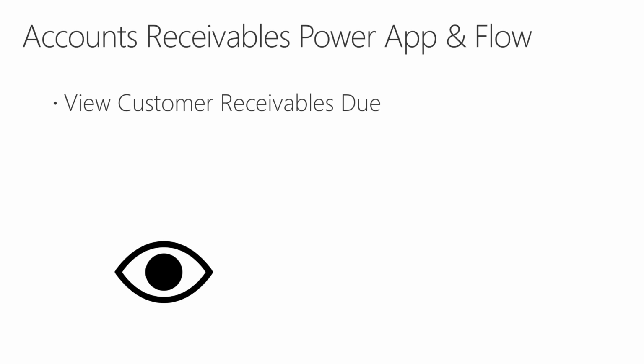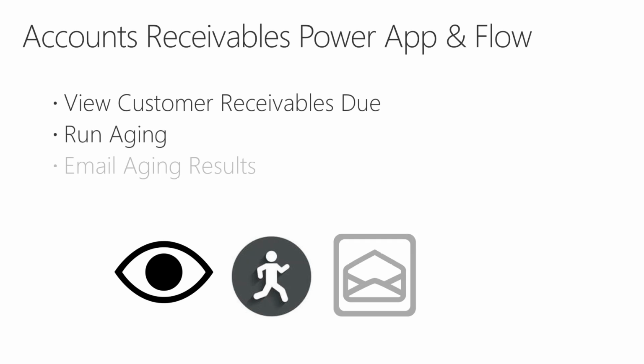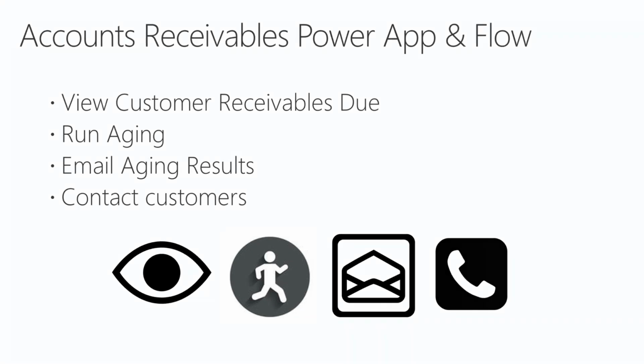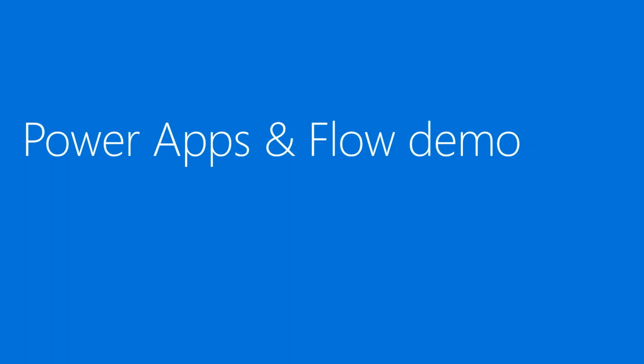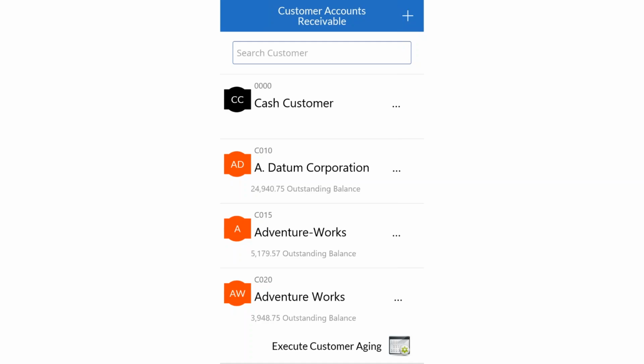So what we did is we created an app that will allow us to view our customers' receivables, run an aging if we need to, email the aging results so I can get a copy of what happened through the aging, and be able to contact customers. So that was kind of the request that I put out to the team, and I'll show you quickly what we've come up with. So this is an early version. We were going to show you this live, but just for time's sake, I wanted to walk you through what we have here as a demonstration.